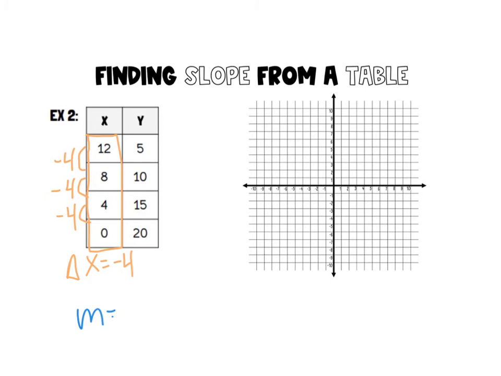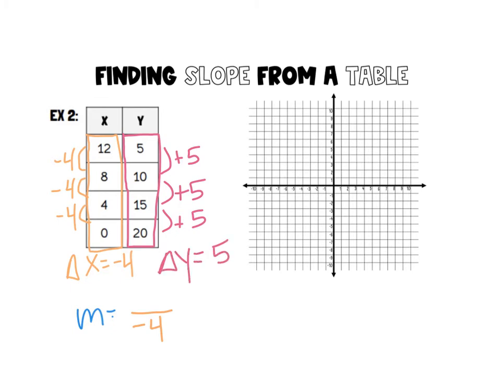So -4 is in my denominator, and now I'm going to find my change for my y values. So for y, from 5 to 10, we're adding 5. From 10 to 15, the change is add 5. And then from 15 to 20, our change is add 5. So our change in y is 5. So I'm going to put that in my numerator. And now our slope is -5/4.